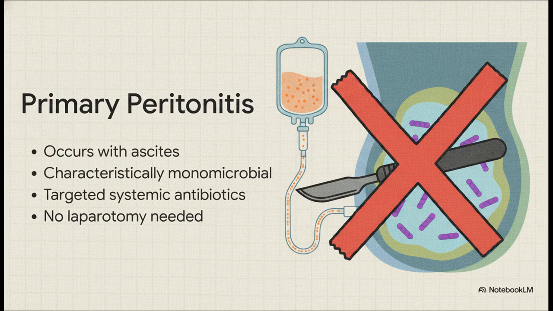Primary peritonitis occurs predominantly in patients with retained ascites fluid or those undergoing peritoneal dialysis. The microbes literally translocate without a macroscopic break in a hollow organ. Since there's no gross defect, it is characteristically monomicrobial and can be managed successfully with systemic, targeted IV antibiotics. The pearl: primary peritonitis is monomicrobial and is managed without a laparotomy.